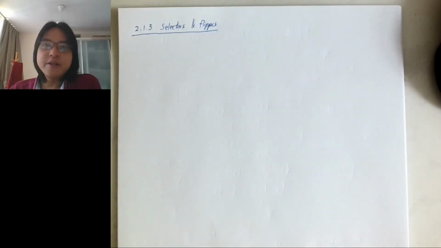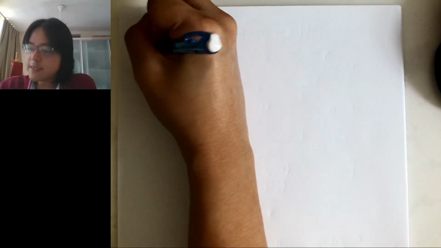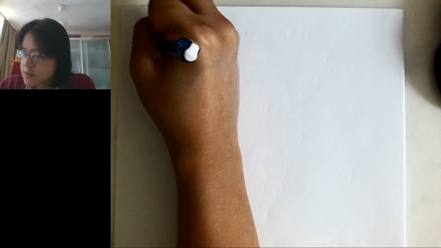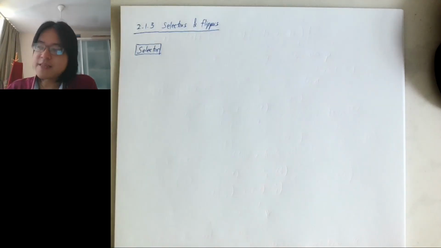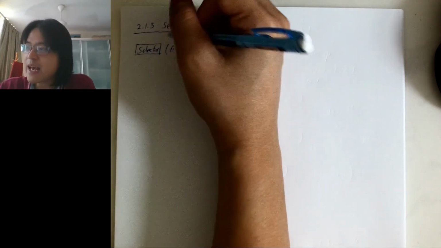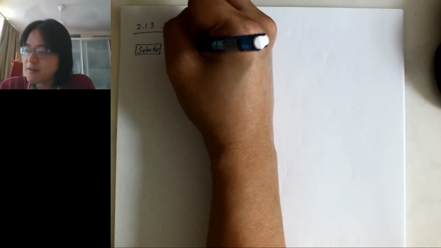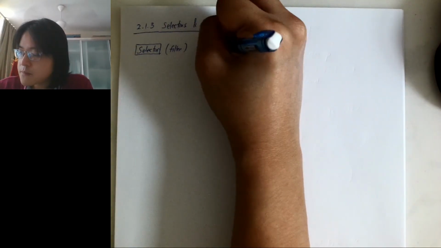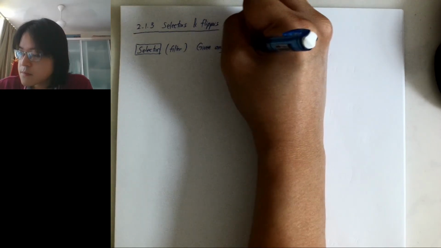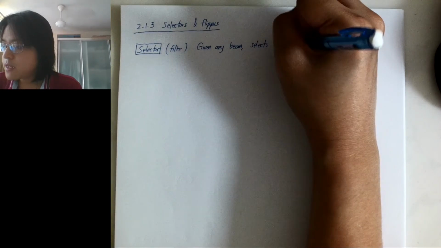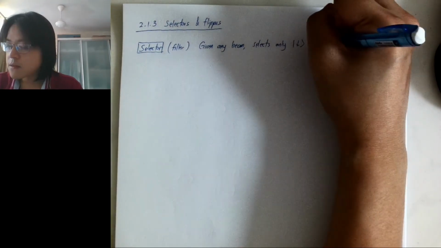Okay, so now we introduce a new type of operator, which we'll call a selector. A selector is kind of like a filter. In more everyday language, I would say it is a filter. That means given any beam, it selects only the down state or the up state.